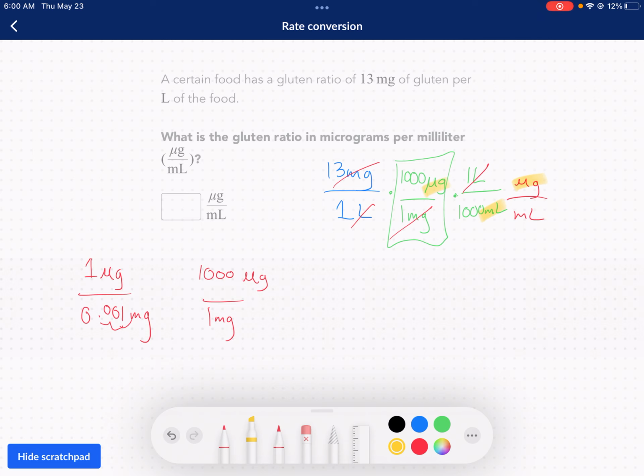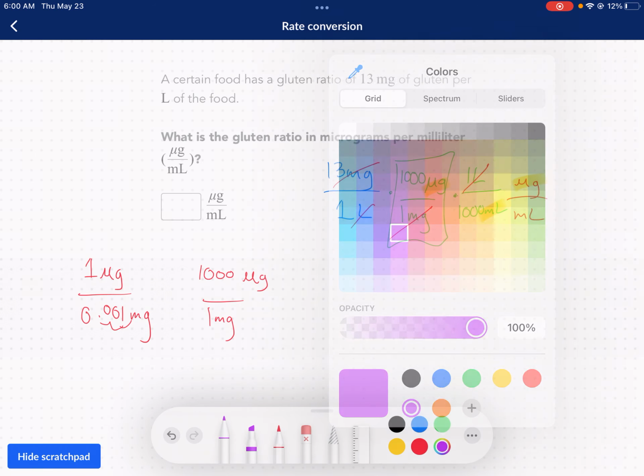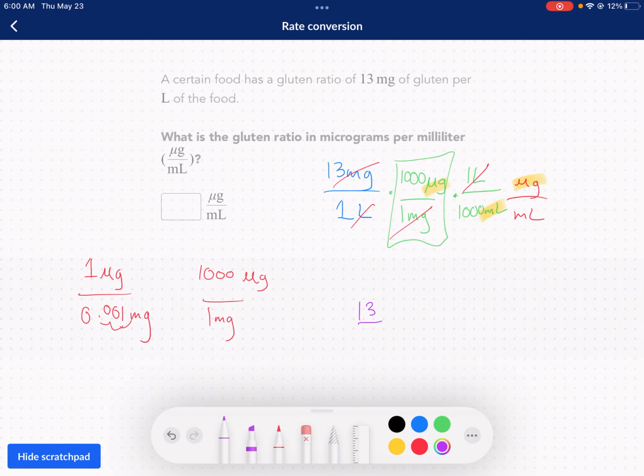Let me rewrite this in purple, actually. There we go. So I have 13 in front, over 1. I can put it over 1, that's fine. Milligrams got canceled, times 1,000. That's what I was referring to when I said that got canceled. No milligrams in the bottom anymore, but I have micrograms here. I'll put this over 1. The 1's still there. Times, liters got canceled. I can just put a 1 over 1,000 milliliters. And you'll notice that I have the correct units that I want. I have micrograms and milliliters.